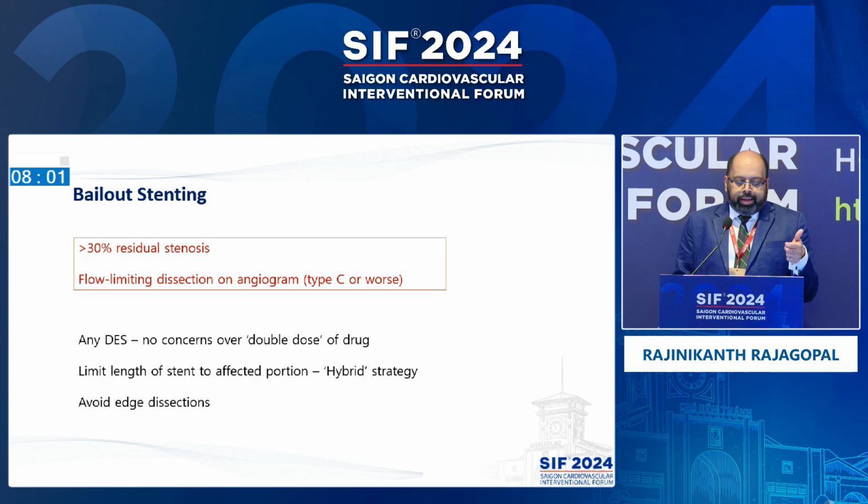Bailout stenting, like I said, if there is significant residual stenosis or dissection. If you put in a DES on top of a DCB, there is no huge concern about double dose. And you don't have to stent the whole segment, just where there is significant dissection or stenosis. Avoid edge dissections. It's okay to leave behind a dissection after a DCB, but not at a stent edge. That's a completely different concept. So we should not leave stent edge dissections. That's important. See the difference.